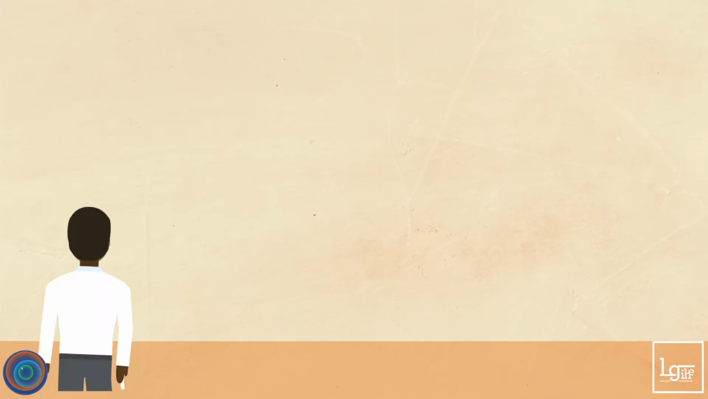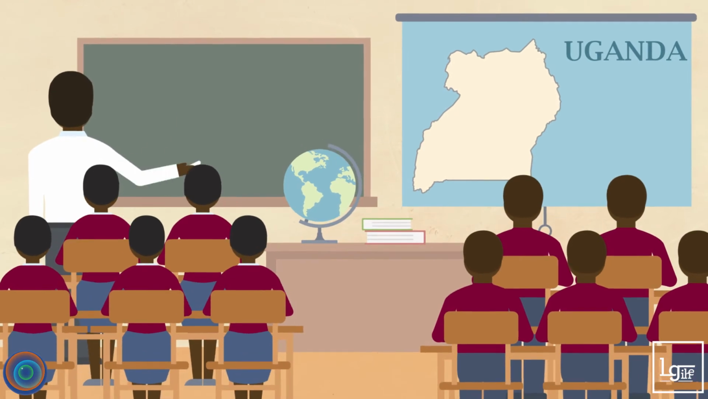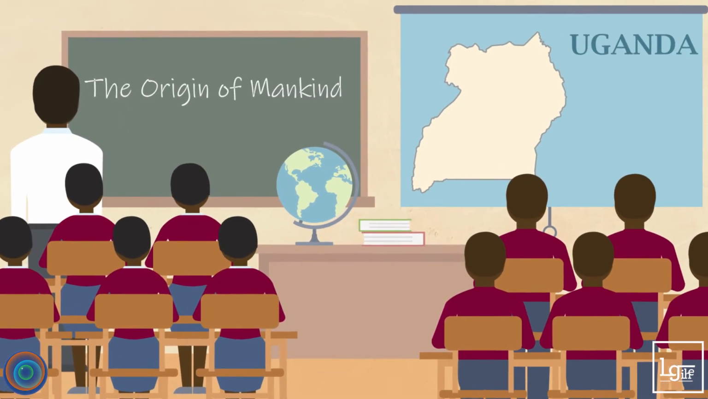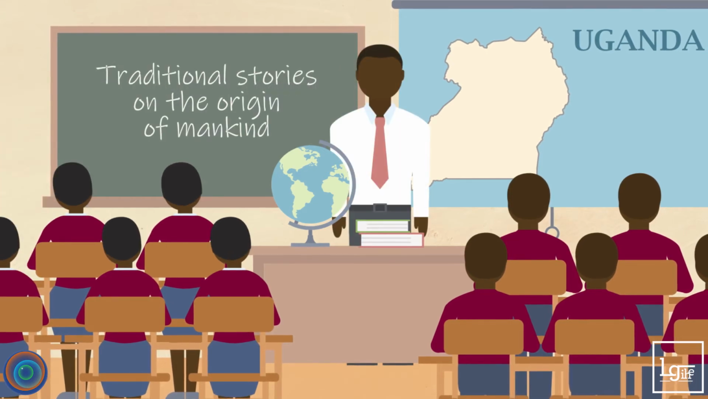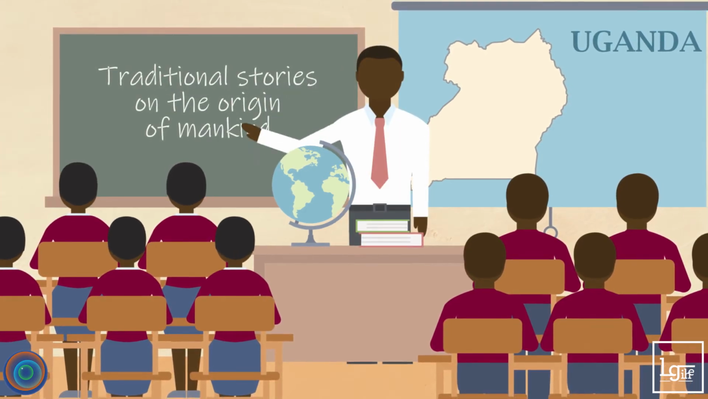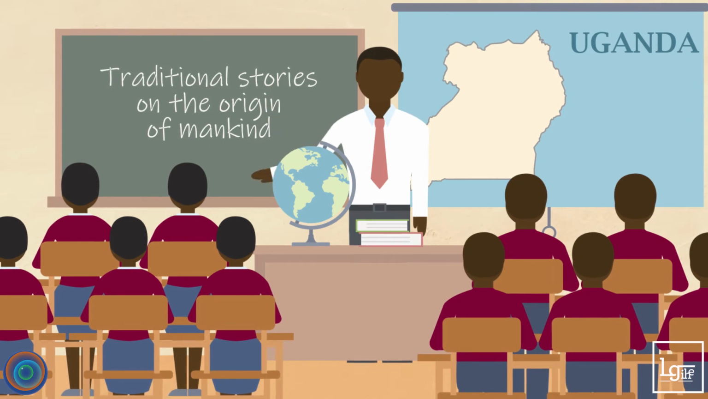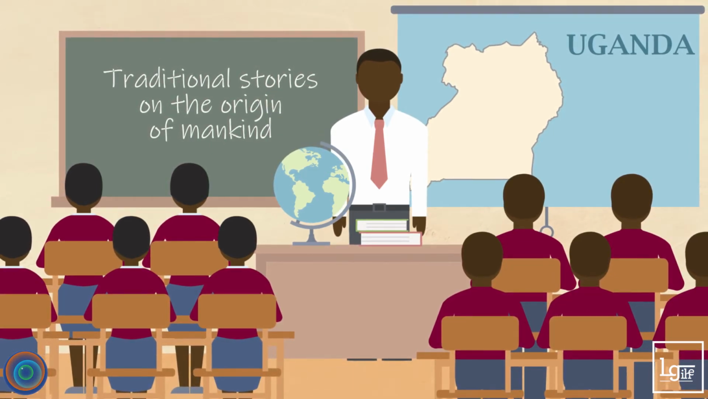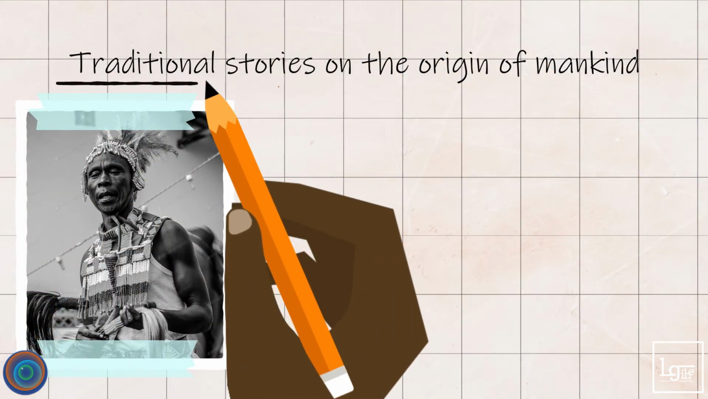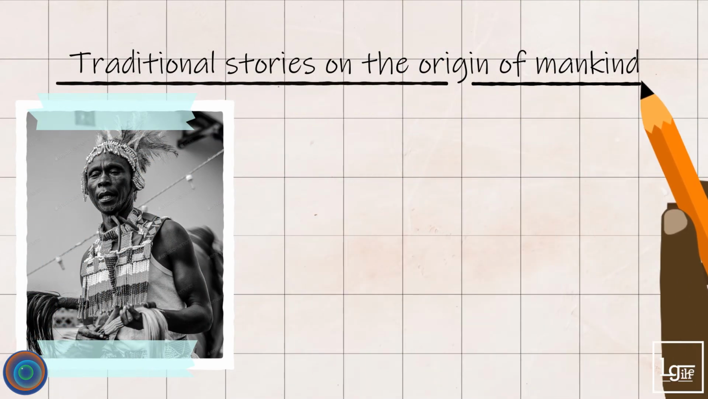The bell rings and it's time for the history class. George introduces a new topic, the origin of mankind. In the previous lesson, he had given his students homework that required them to ask their parents and grandparents traditional stories about the origin of humanity. The students have reported back today with the stories learned.